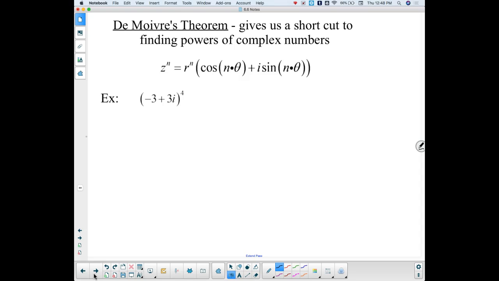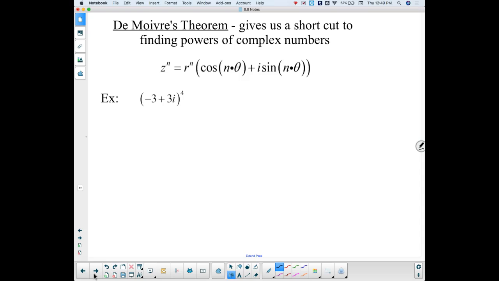De Moivre's theorem says that if you're taking a complex number in trig form to a power, all you have to do is take the radius to that power and multiply the angle by that power. So de Moivre says we need to take the radius to that power and then multiply the angle by that power.